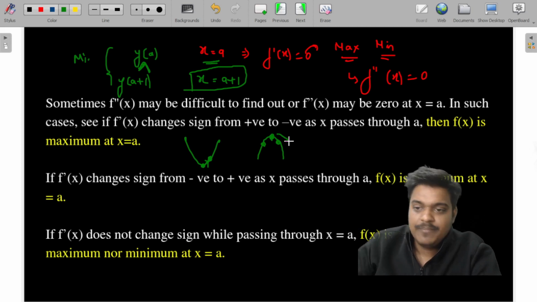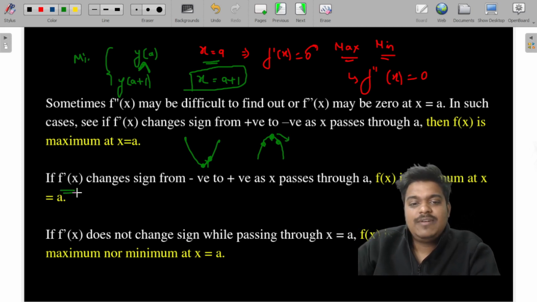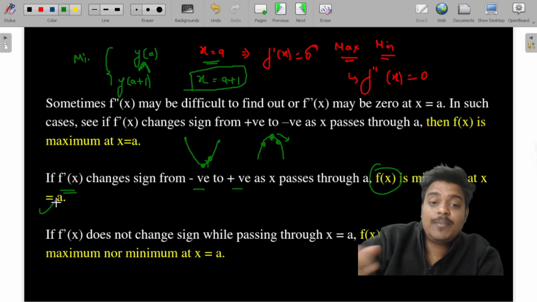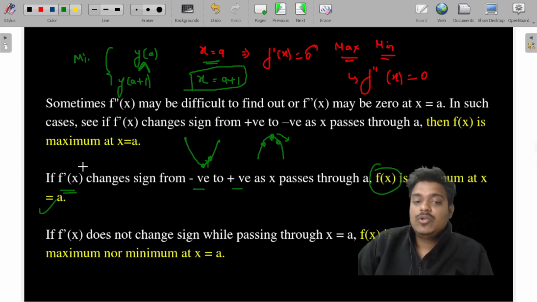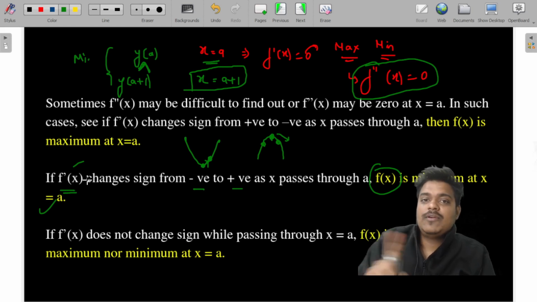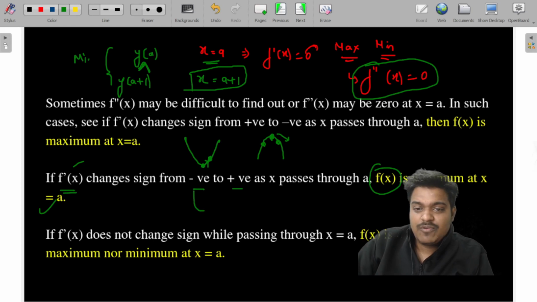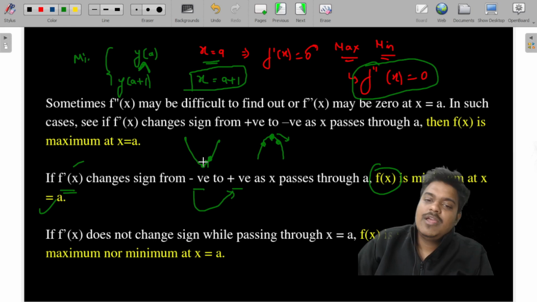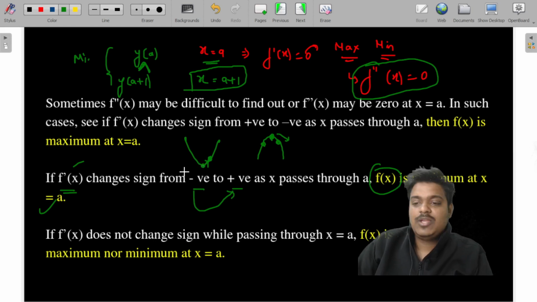Okay, now if f dash x changes its sign from negative to positive, that means f of x is having a minimum at x is equal to a. This is another approach. You know the value of f dash x, you have already calculated. F double dash x is 0, but f dash x is not 0 at a particular point. So if you put the values on either side, and the sign is changing from negative to positive, this means that f of x is minimum at x is equal to a. But it doesn't matter, you can put the value and find out. That is actually the best thing you can do.